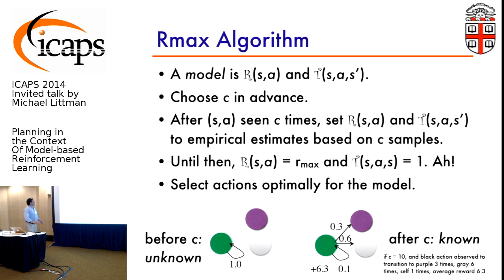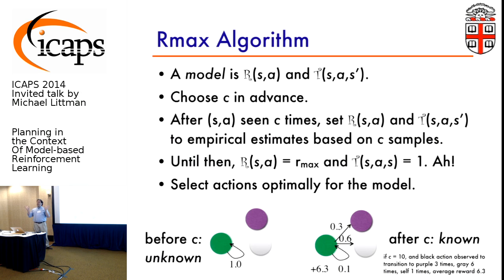Yes, all right, so here's the idea of Rmax. What we're going to do is learn a model of the environment, and the model has 2 components. What's the reward that I'm going to get if I'm in some state and take some action? And what's the transition probability? If I'm in some state and I take some action, what's the probability I'll go to some other state? So those are the things that I need to estimate.